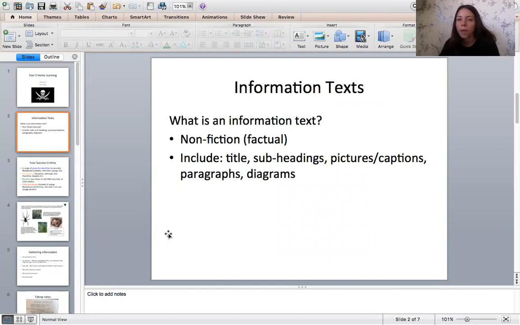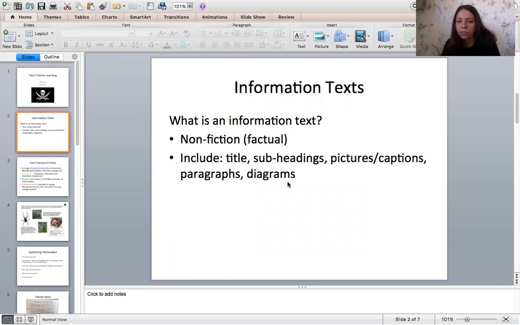In your home learning pack, on the writing page, you were given 2 links to have a look at, and within those links contains lots of information about Blackbeard. So that's a good place to get started, to find out some information about this person. Once you have your facts, you're going to have to organize your facts. And to help you organize your facts, you may want to use some of these features of an information text.